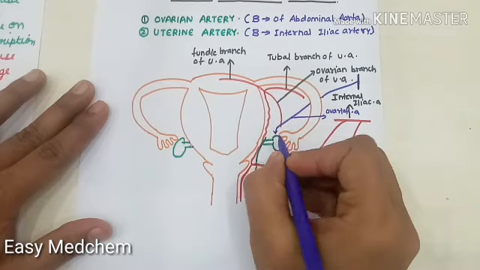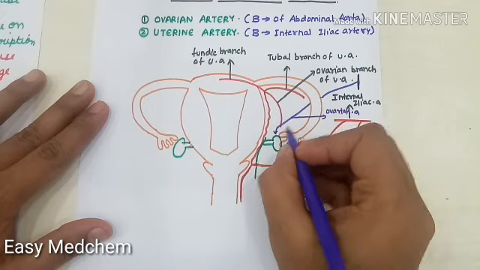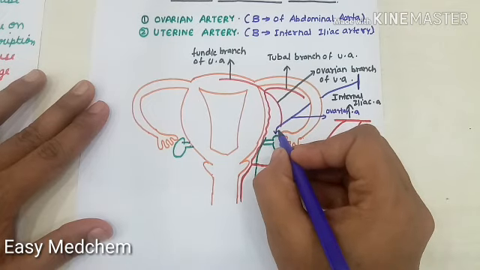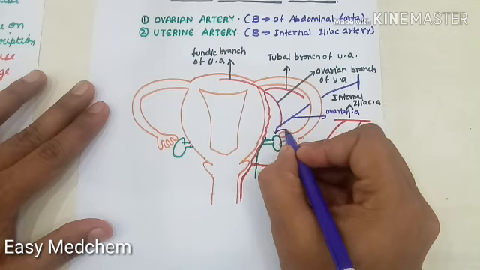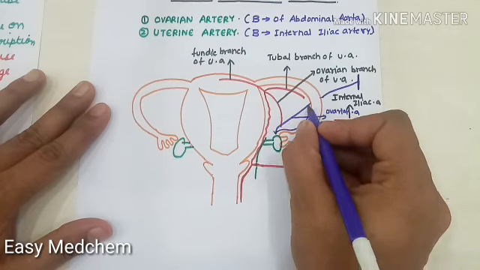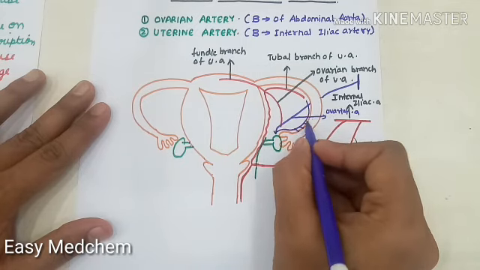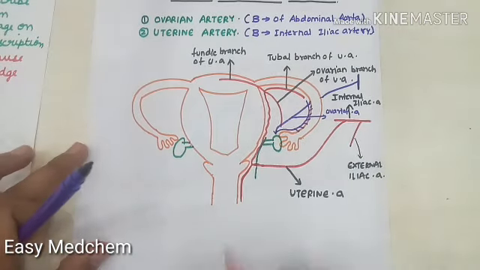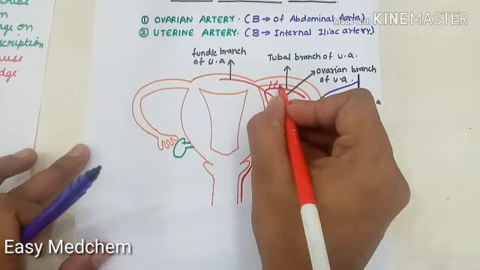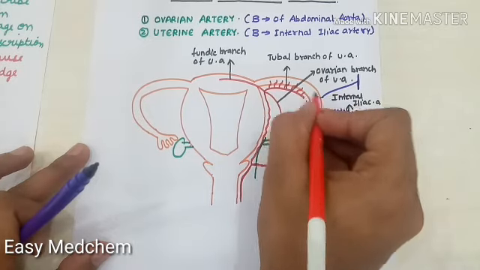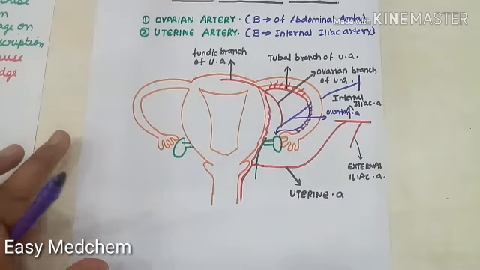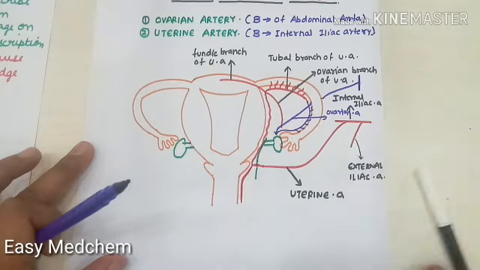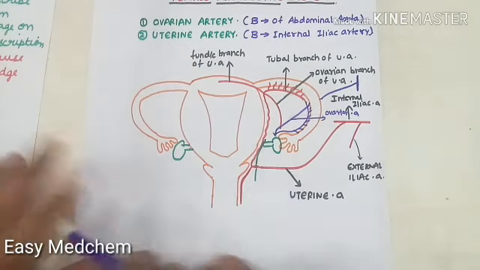Okay, this ovarian artery at the level of ovaries will divide into many branches. First branch is the tubal branch of the ovarian artery, which will supply the tubal sides or the fallopian tube, which will anastomose with the tubal branch of the uterine artery here. These two arteries will anastomose here and will supply the complete region of the fallopian tube.